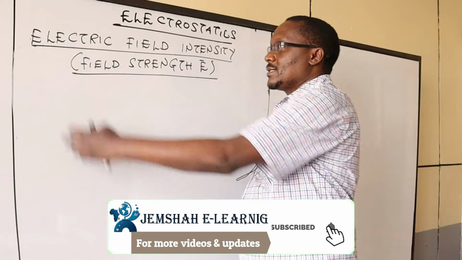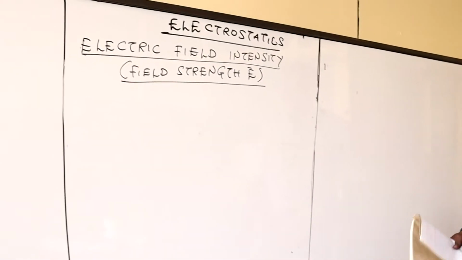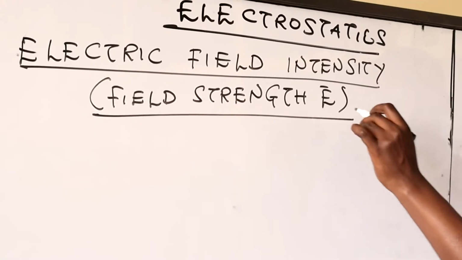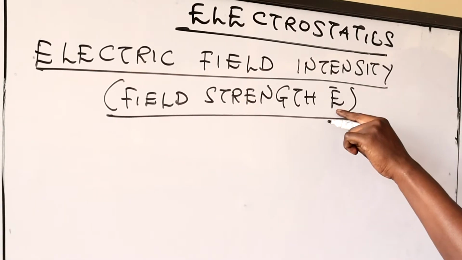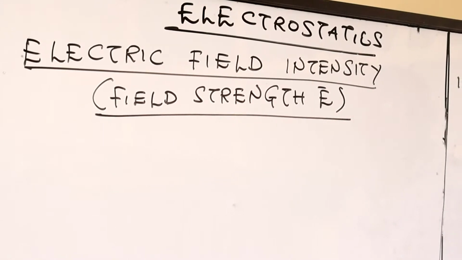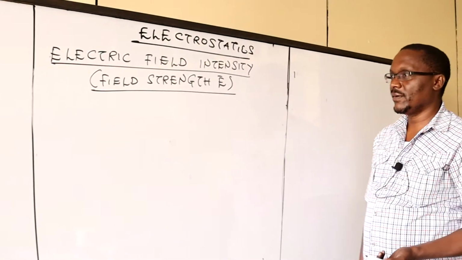Now let us look at electric field intensity or electric field strength. You can see it's also a vector quantity because it has a bar on top. And it's better we start by defining it.